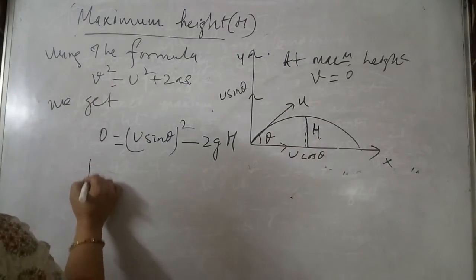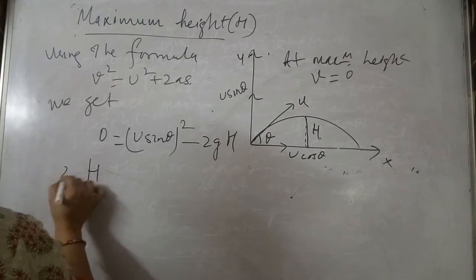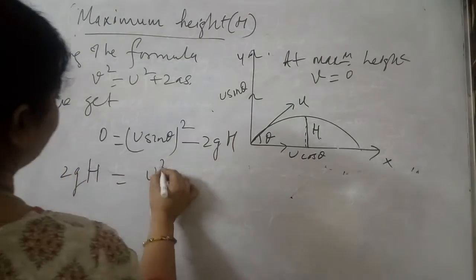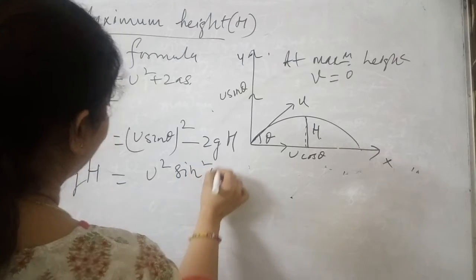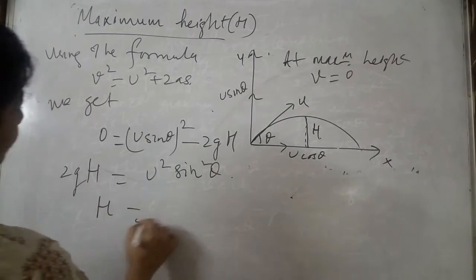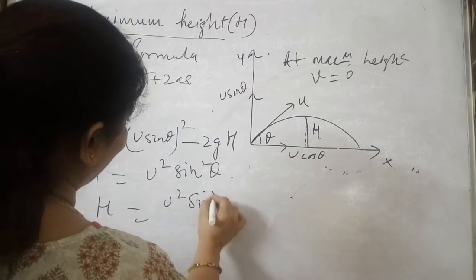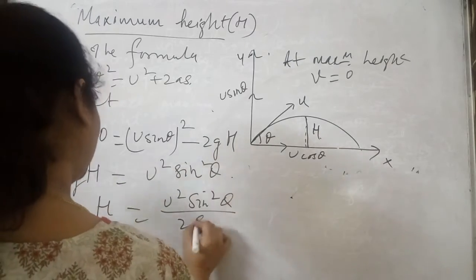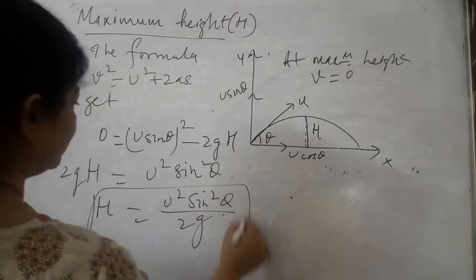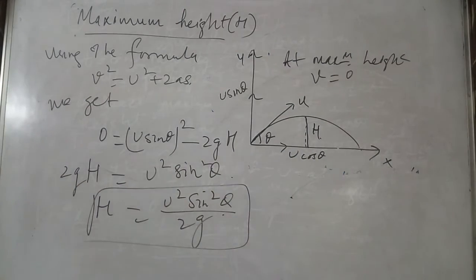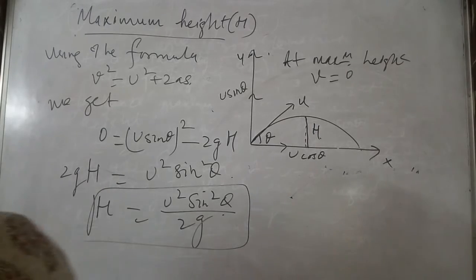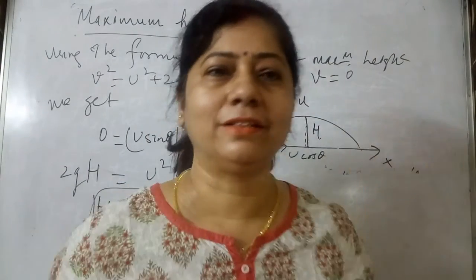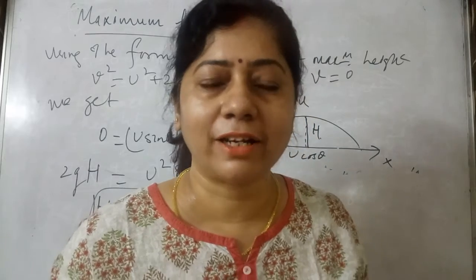So 2gh is u square sine square theta, and h becomes equal to u square sine square theta by 2g. So this is the formula for the maximum height attained by the projectile. It's very easy. It's nothing at all difficult. What exactly do you need to know?